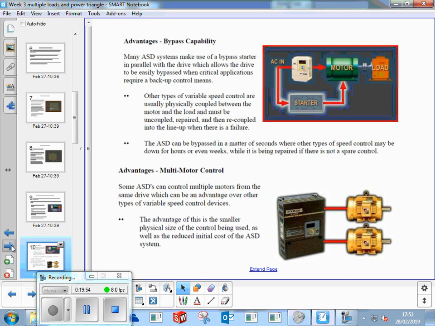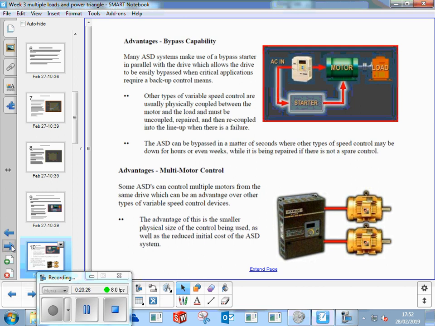Older types of variable speed control are usually physically coupled between the motor and the load and must be uncoupled, so they require recoupling. An ISD can be bypassed in a matter of seconds, so you could have a switchover system for that. I do think now in reflection these slides have got a bit too much information on them, but never mind.